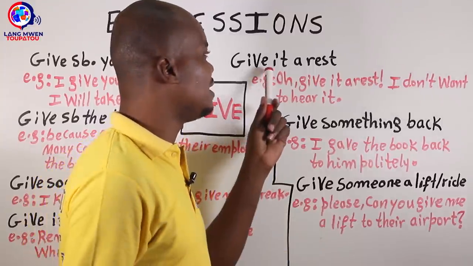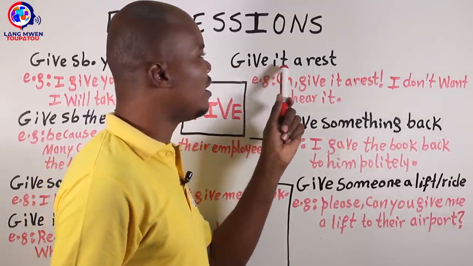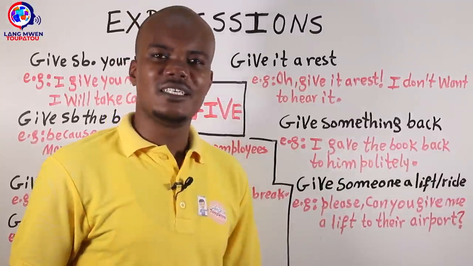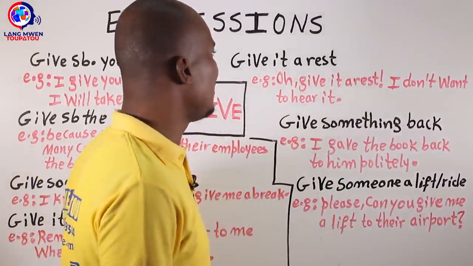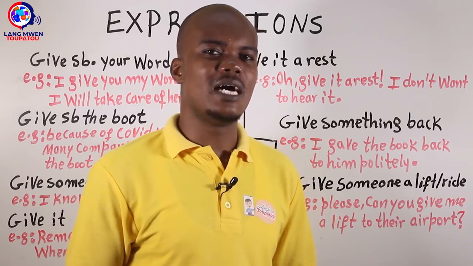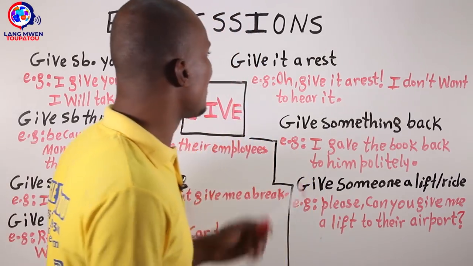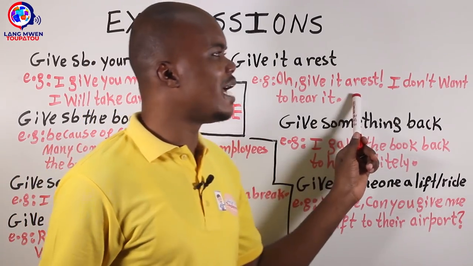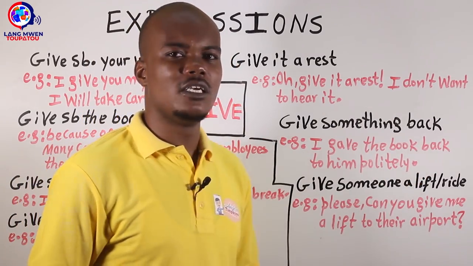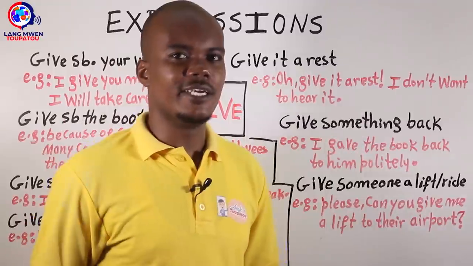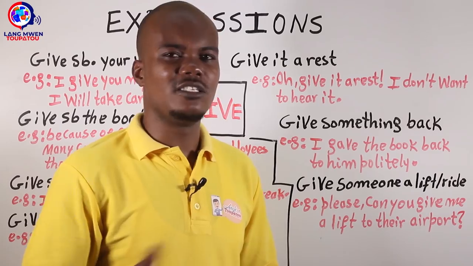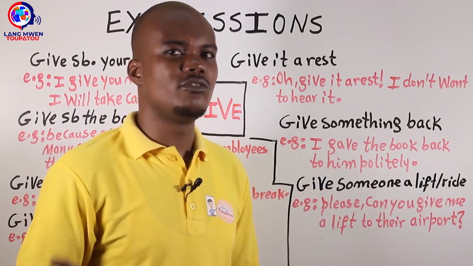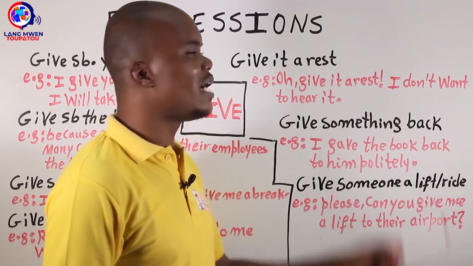You say give it a rest. Give it a rest. Okay, give it a rest means to stop talking about a subject. For example, oh, give it a rest. I don't want to hear it. When you don't want to hear something, you say to stop talking about something. You want to say that to somebody. Stop talking about something. You don't want to hear it. You say, give it a rest.